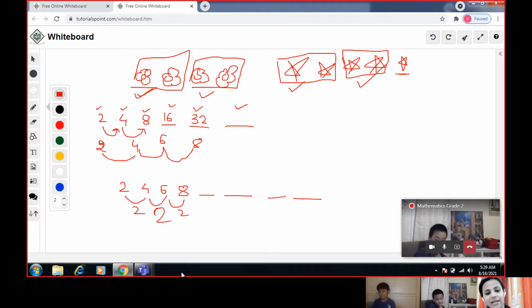So after 8, again count up 2 places, 9, 10. Right? 10. And then after 10 is 12. Again, bring your 2 fingers out after 10, 11, and 12. And then after 12 is 14. After 12, 13, 14. Okay, 14. And after 14 is 16. 15, 16. Yes, I got it right.